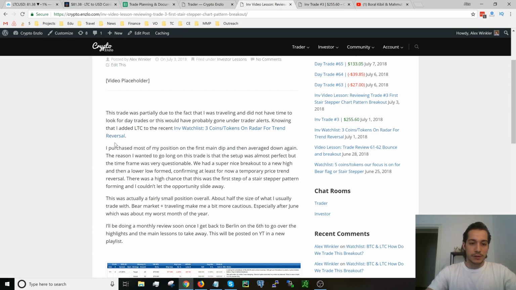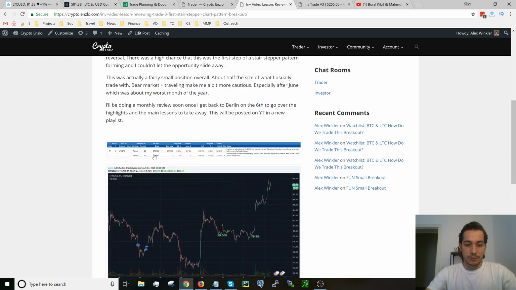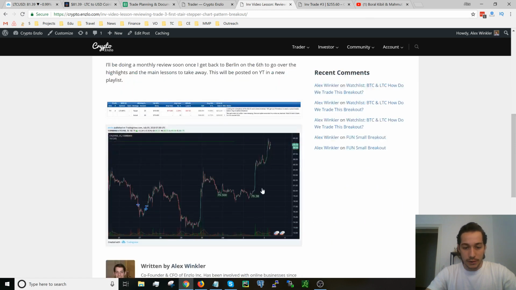So I first purchased most of my position on the first main dip, and then averaged down again. You'll see that in the chart. The reason I wanted to go long on this trade is that the setup was almost perfect, but the time frame was very questionable. And I'll tell you what I mean in a second. We had a super nice breakout, new high, and then a lower low form, confirming that for now there is a temporary trend price reversal.